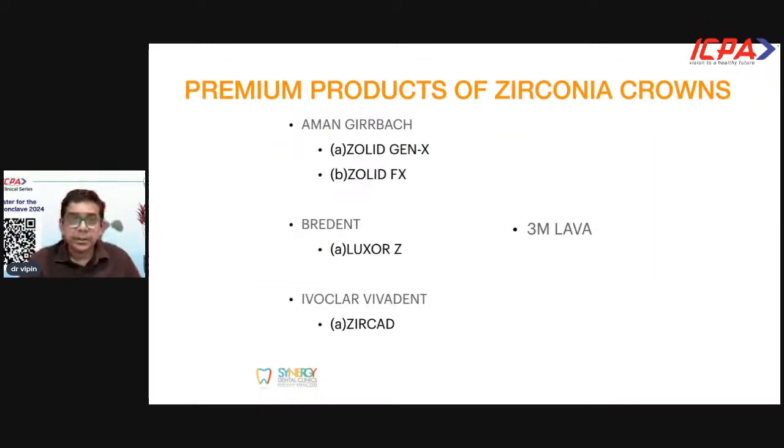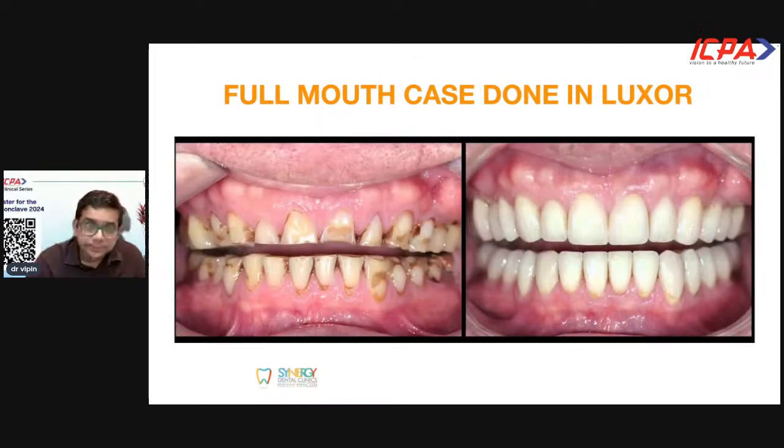Right? These are the materials: Solid Zenex or Solid FX, then Bredent Luxor. Then Ivoclar Vivadent gives a beautiful zirconia called Zircat. 3M Lava is something I'm not using a lot because somehow I'm not getting the aesthetics that these materials give, but still they have placed themselves at such a good level that people are asking for it in my lab. But if you ask me which is the zirconia of my choice, I will go for Luxor or Solid Zenex.